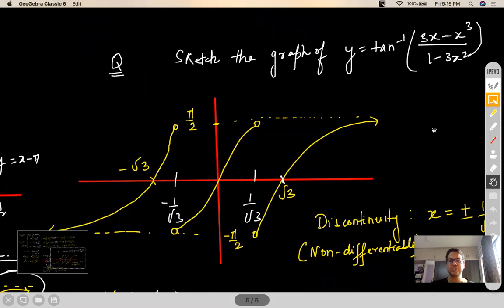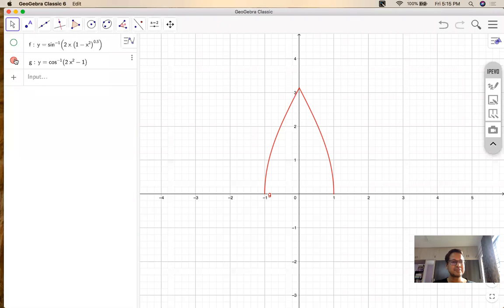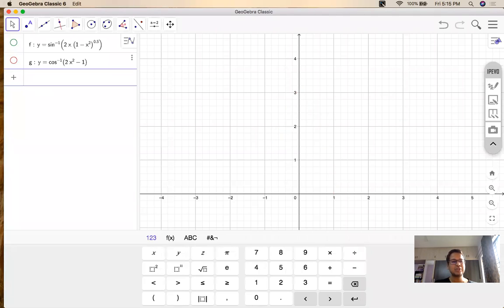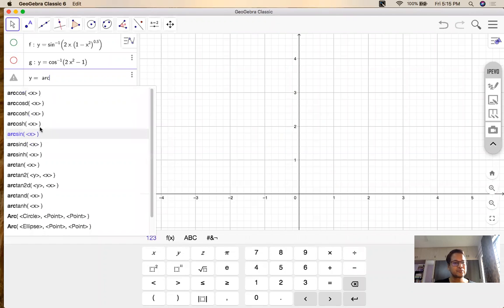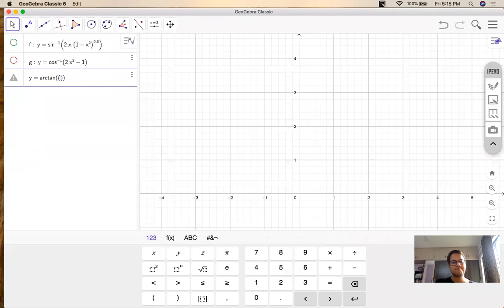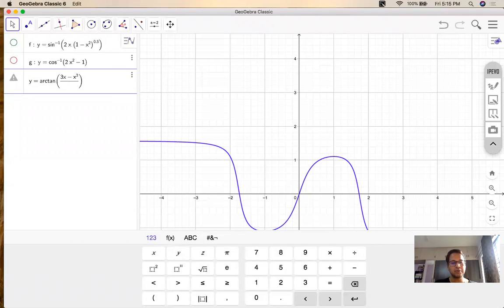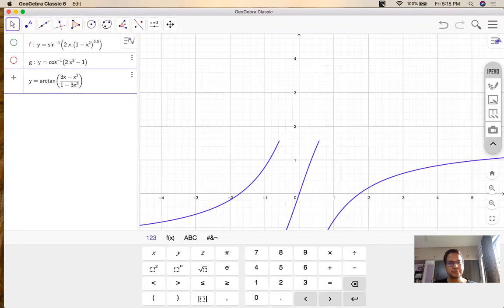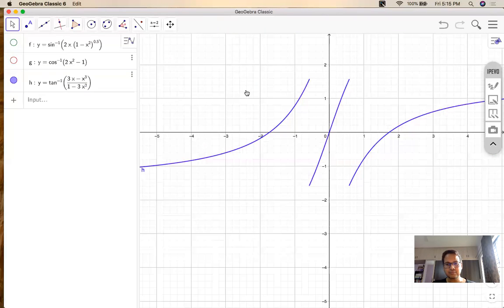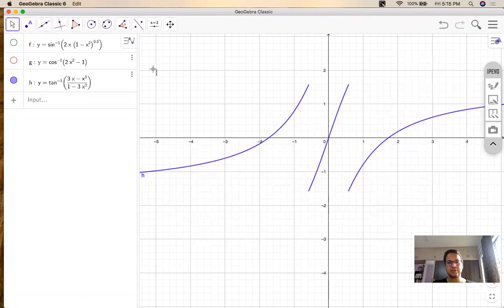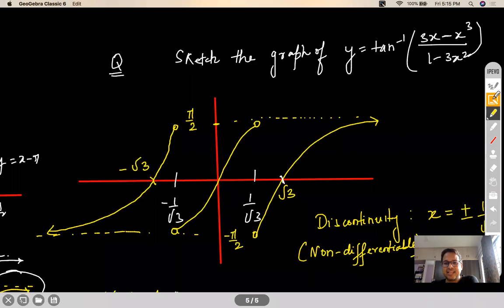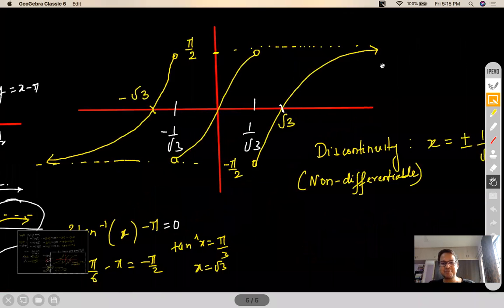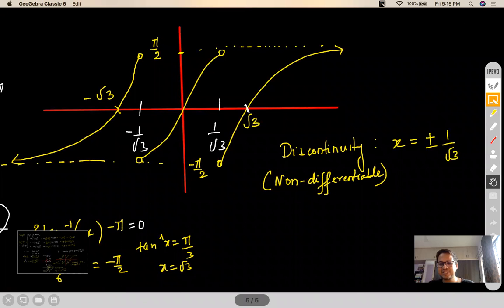Let us look at it on GeoGebra also, so that we can know the exact nature of the graph. So y is equal to arctan of 3x minus x cubed upon 1 minus 3x squared. There you go. This is how it will appear. Yeah. So let me just copy paste that over here, Murli, towards the corner.